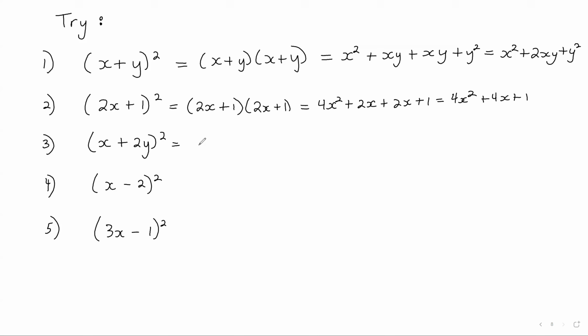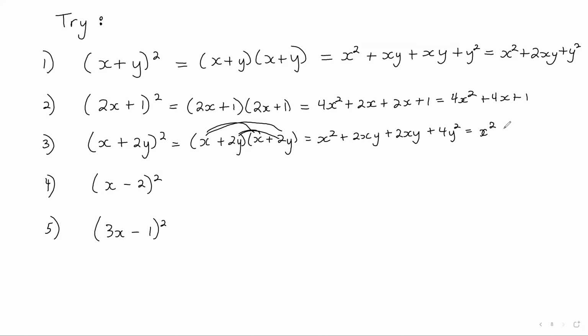This one would be x plus 2y times x plus 2y. So it's going to give me x times x, which is x squared, x times 2y, which is 2xy. 2y times x is also 2xy, and 2y times 2y is 4y squared. So simplifying, I will get x squared plus 4xy plus 4y squared.